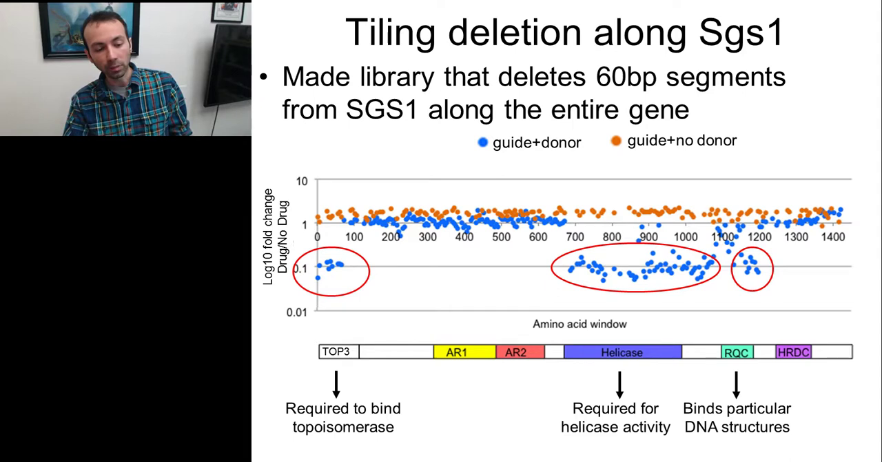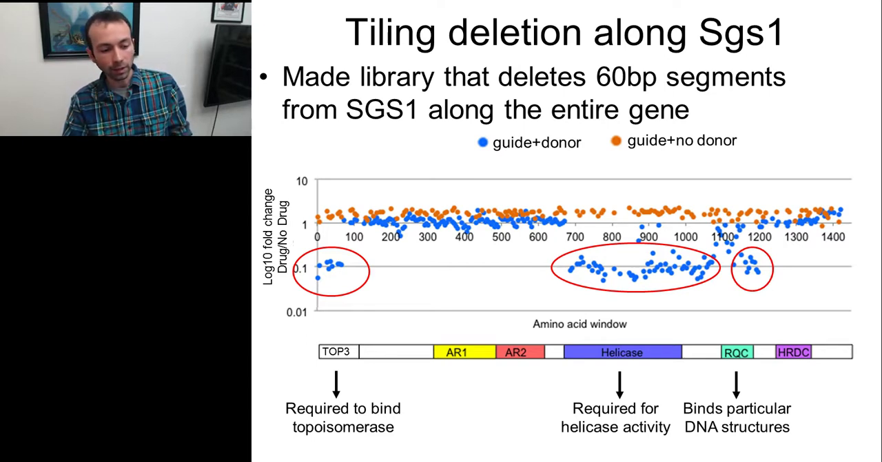And as blue dots, I'll show you guide plus donors that were designed to delete 60 base pair fragments from the SGS1 genome at different portions of the gene. And then on the orange dots, I'll show you guides that were against SGS1, but instead of having a donor that was supposed to replace a piece of SGS1, they just had junk donors. So essentially, these should do nothing to the cell.